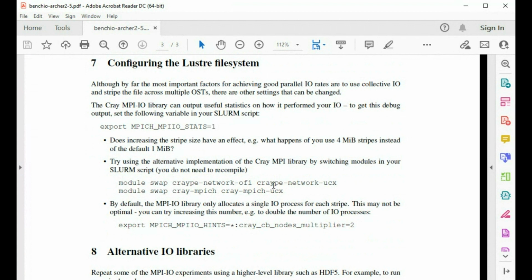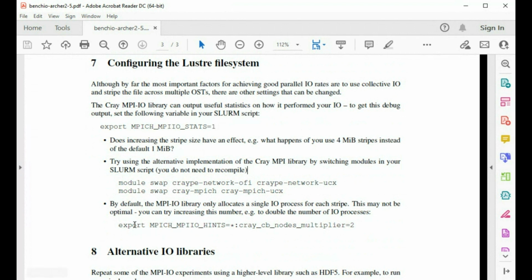Again, I would recommend running on relatively large numbers of nodes, at least 8, to exploit the whole file system. You need to run on at least as many nodes as there are OSTs, and we have 12 OSTs. So it's not till you get to 8 or 16 nodes, I would say 16 would be a good thing at the moment.